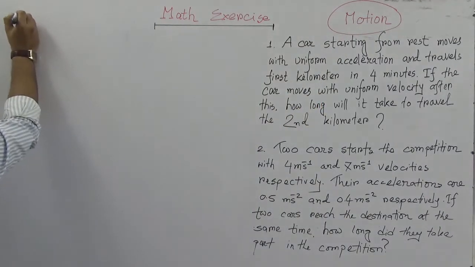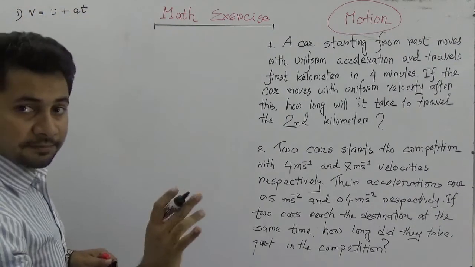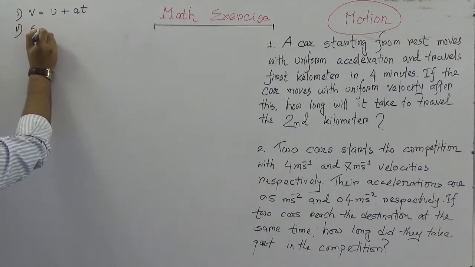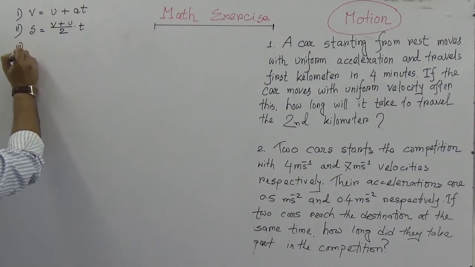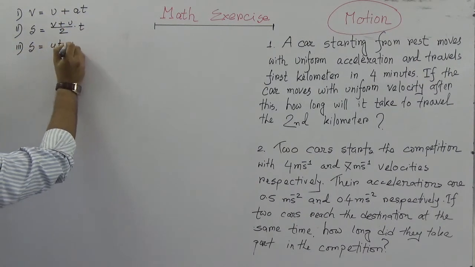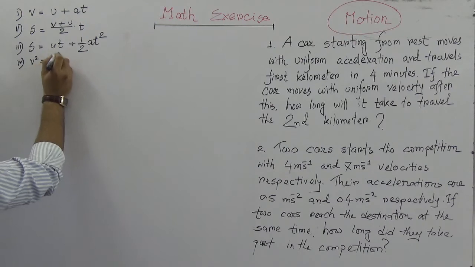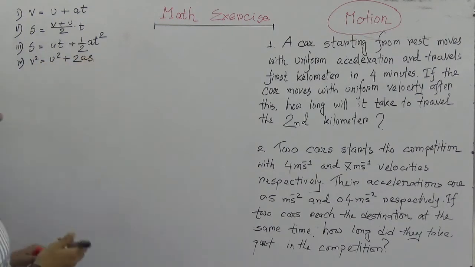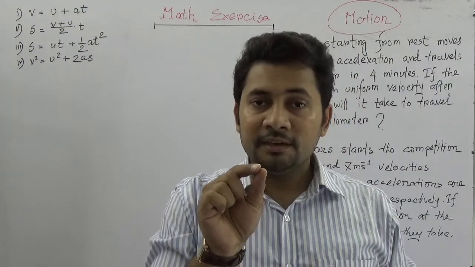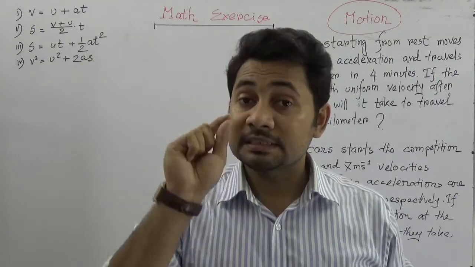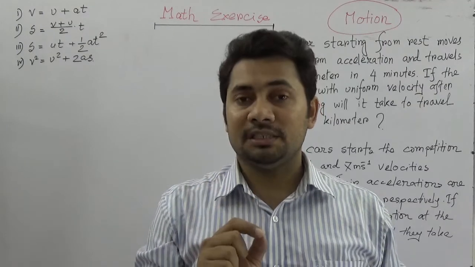Suppose we know the first equation: V is equal to U plus AT. Secondly, S is equal to (V plus U)/2 into T. Third, S equals UT plus half of AT square, and fourth, V square is equal to U square plus 2AS. You know well that these four equations of motion need to be used based on the given data, and we need to understand what the question is, what the data is, and what magnitude was asked in the question.